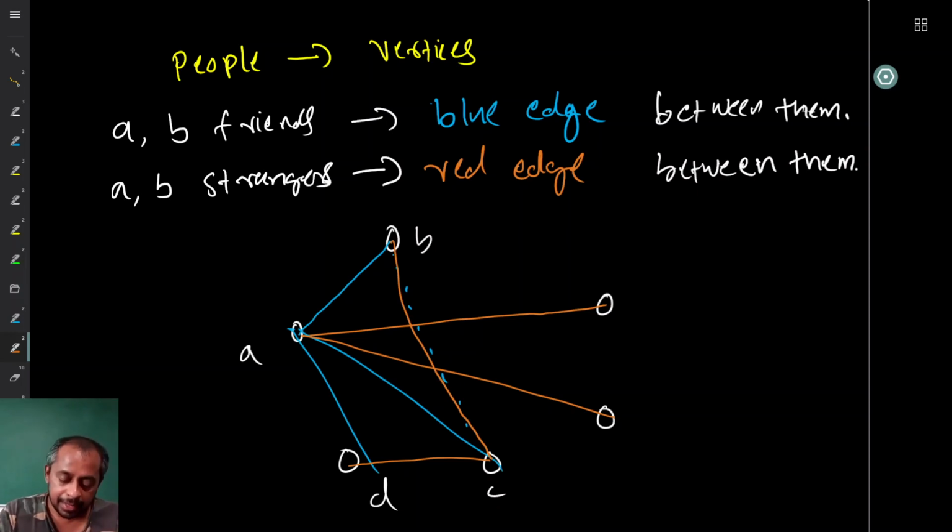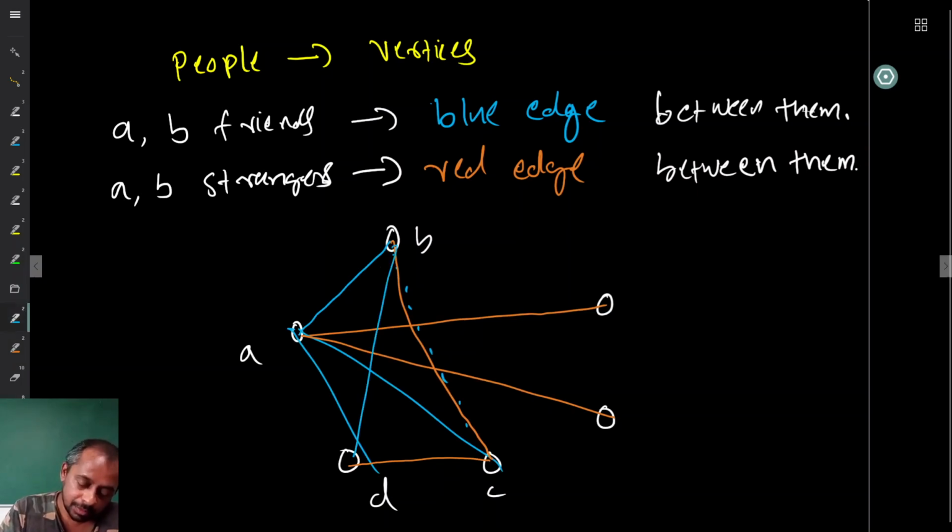Now between B and D, if it is blue, again I get a blue triangle, so it must be red. But then I get a red triangle between B, C and D. So if I don't have a blue triangle, I have a red triangle, right? Or maybe this didn't happen. Maybe instead, this was blue. But then I have a blue triangle. So blue triangle means that there are 3 mutual friends. Red triangle means that there are 3 mutual strangers. So one of them must always be there.